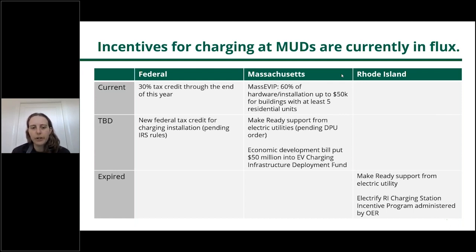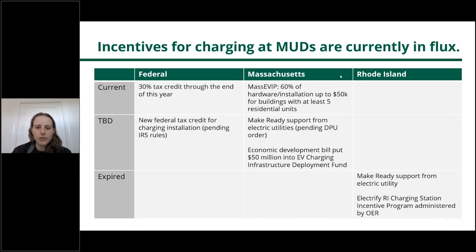So we are waiting for rules from the Internal Revenue Service to make that really clear so that we can start saying, okay, if you live in this kind of a building in this place, the federal tax credit will apply, and in these other places it doesn't. So that is something to stay tuned for in the new year.